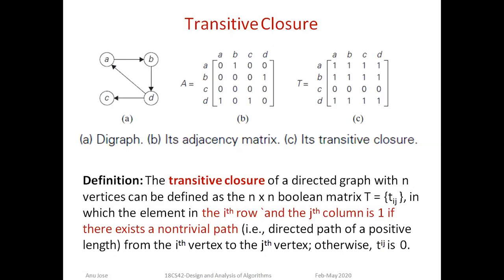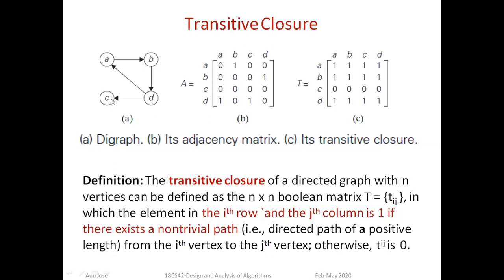From A, I should start and reach C. That is possible, so I can write 1. A to D is also existing: A, B, D. So I can keep 1. Similarly, B to A, there is a path. B to B, there is a path. And B to C, there is a path, B, D, C. And B to D, direct connection, so 1. All the values will be 1 because the path is existing.